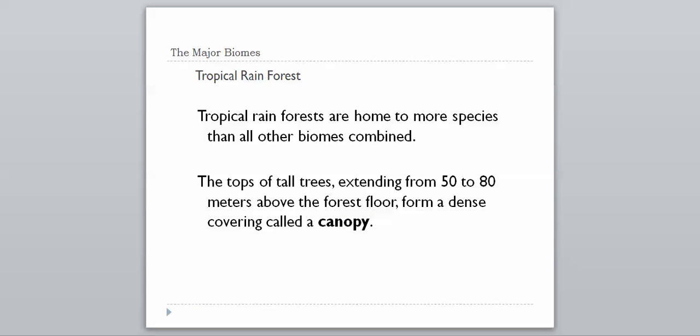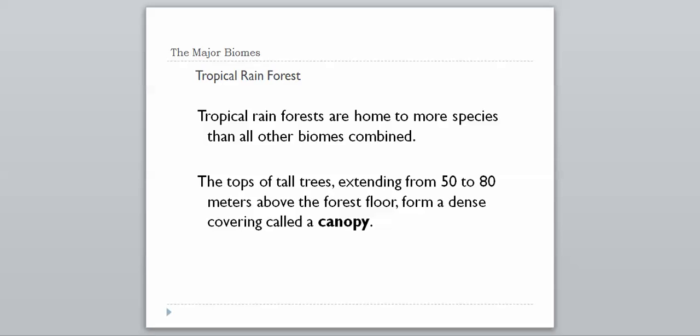Our tropical rainforest. So tropical rainforest is our first biome, and this biome is home to more species than all the other biomes combined. So this is our most biologically diverse biome. It has the most life of all the other biomes put together. And then some important vocabulary to help us understand why there's so many species in these biomes is that the tops of all tall trees extending from 50 to 80 meters above the forest floor form a dense covering called the canopy.